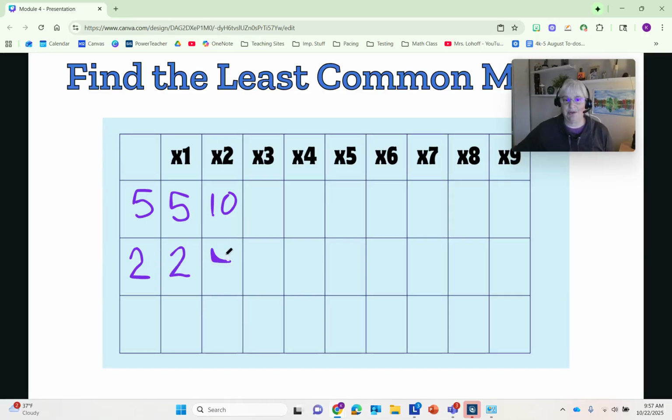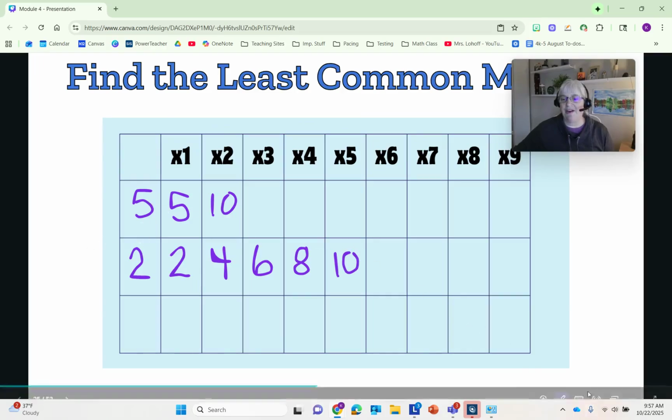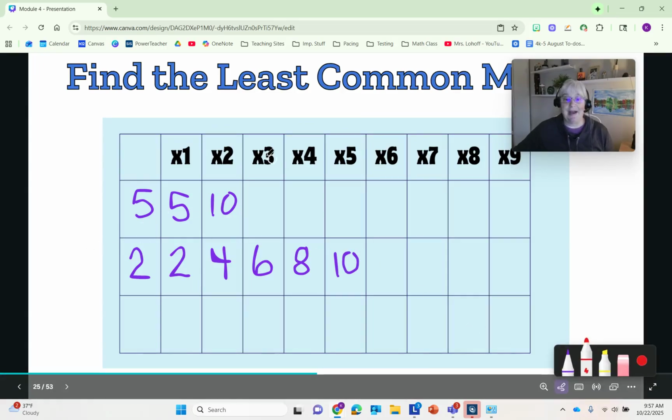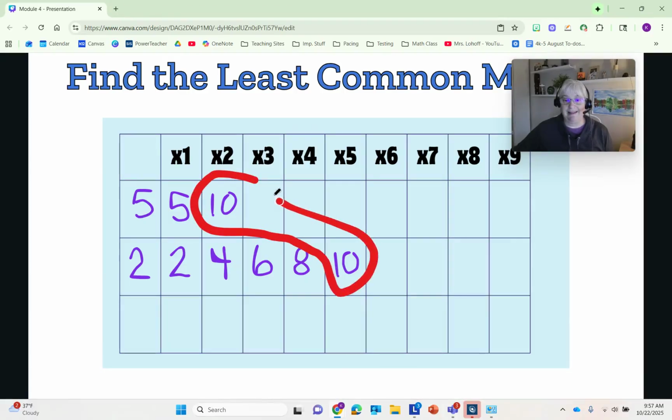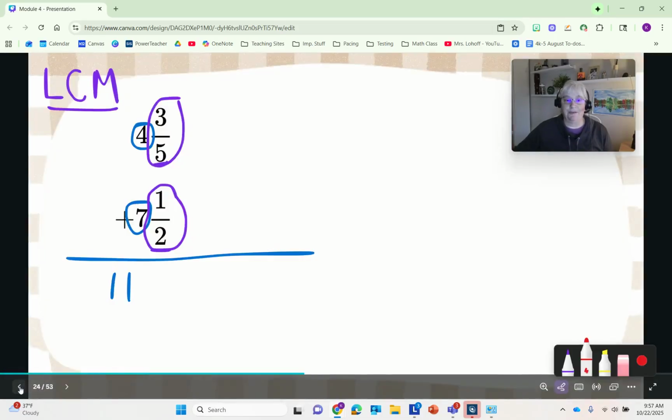2 times 2 is 4. 2 times 3 is 6. 2 times 4 is 8. And here it is. 2 times 5. When we multiply them together, it's 10. We have found our least common multiple. That's the number they have in common on their multiplication charts. That's the smallest. And it's 10. So let's go back and fix those fractions.